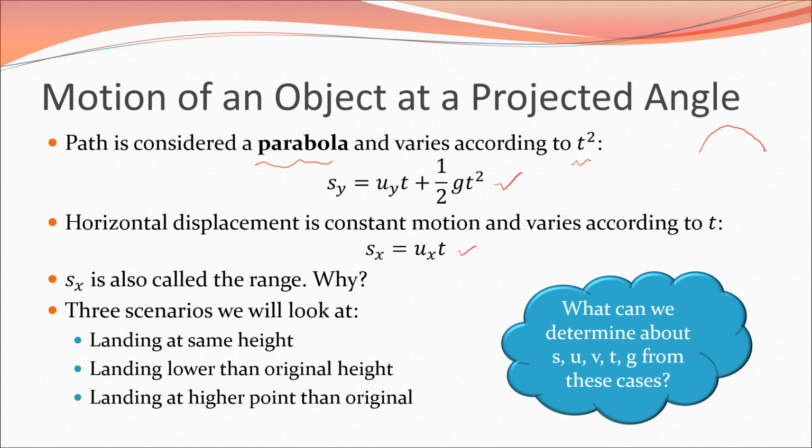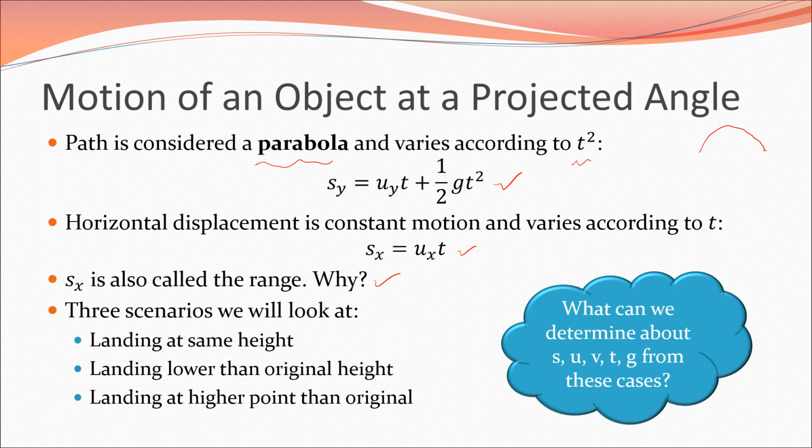It varies once again according to time. The displacement is always changing over time, because the more time an object has to move, the more distance it's going to move. We discussed this question last time. The horizontal displacement is often called the range. It's the distance it travels horizontally across the ground.